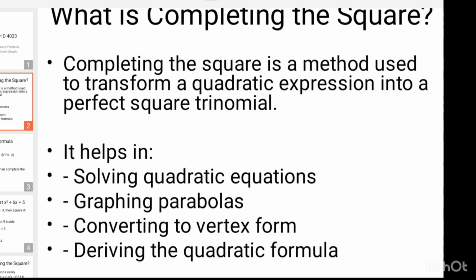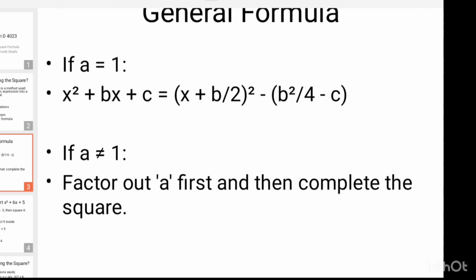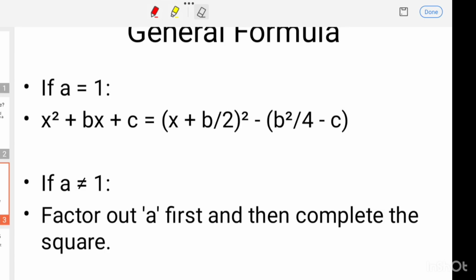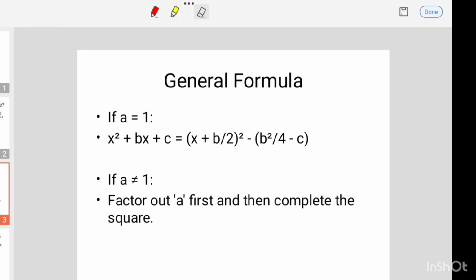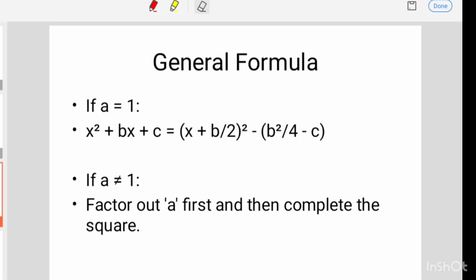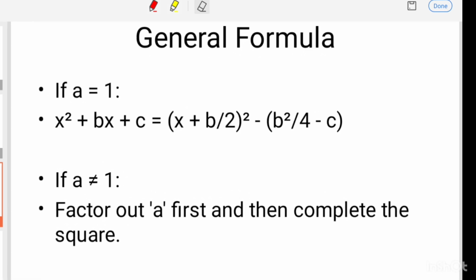So let's go to the next page. The general form: if a is 1, that means the formula is x square plus bx plus c equals x plus b by 2 whole square, that means b square by 4 minus c. So we can use this formula.